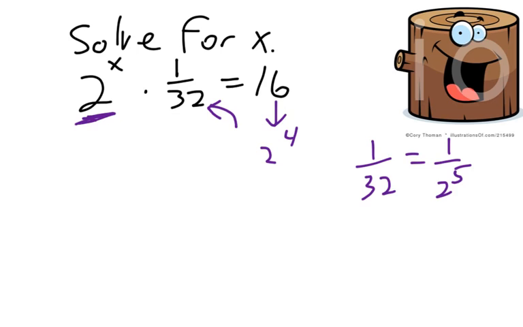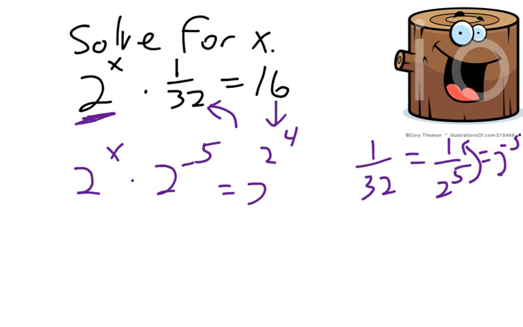Now, I don't want it to be a fraction, so how do I make it not a fraction? Well, remember, if it's positive, it's happy, but if it's negative, it's unhappy. So we can actually make this negative by putting it to the top. So negative 5. So it's going to be 2 to the negative 5 power. So it really reads 2 to the x times 2 to the negative 5 equals 2 to the fourth.